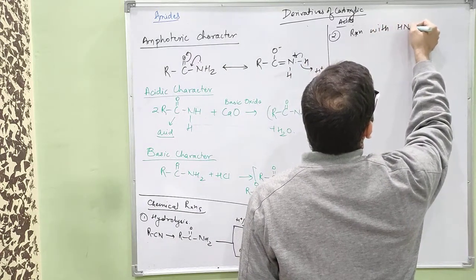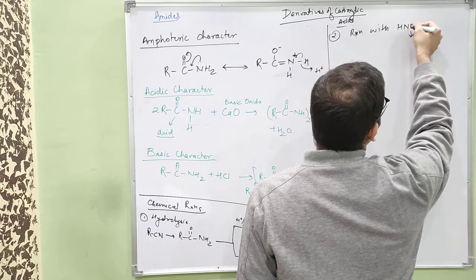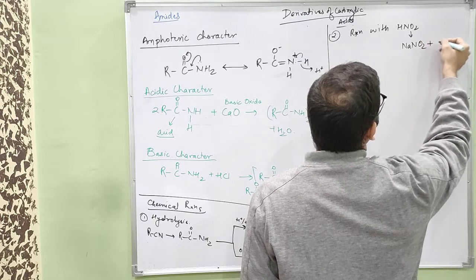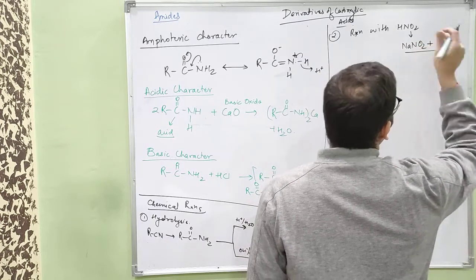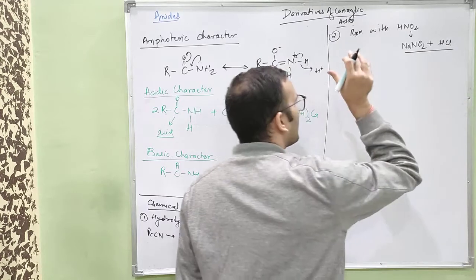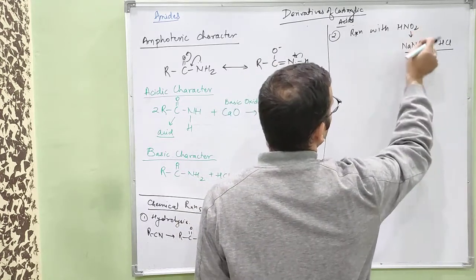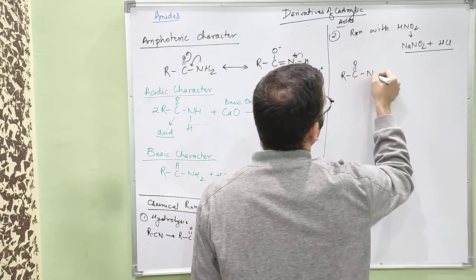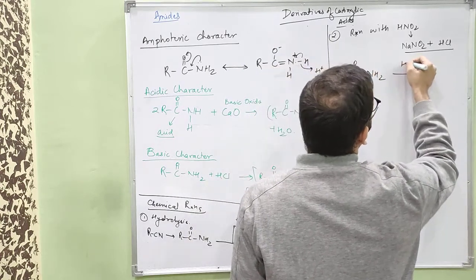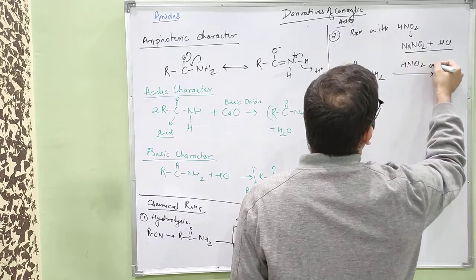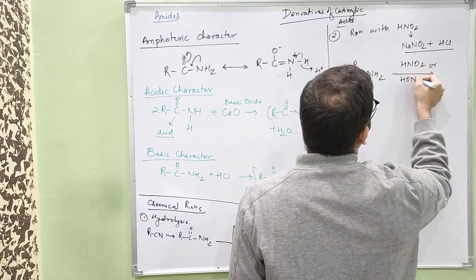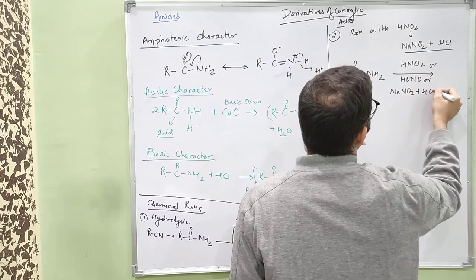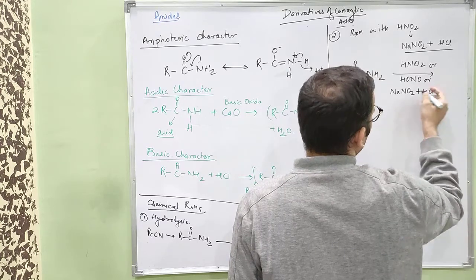Okay, so reaction with nitrous acid, HNO2. Nitrous acid is a very unstable acid, so it is usually prepared in situ, in the reaction itself. So anywhere if you see this written, like HNO2 or HONO or NaNO2 plus HCl, or you can use H2SO4 as well instead of this.